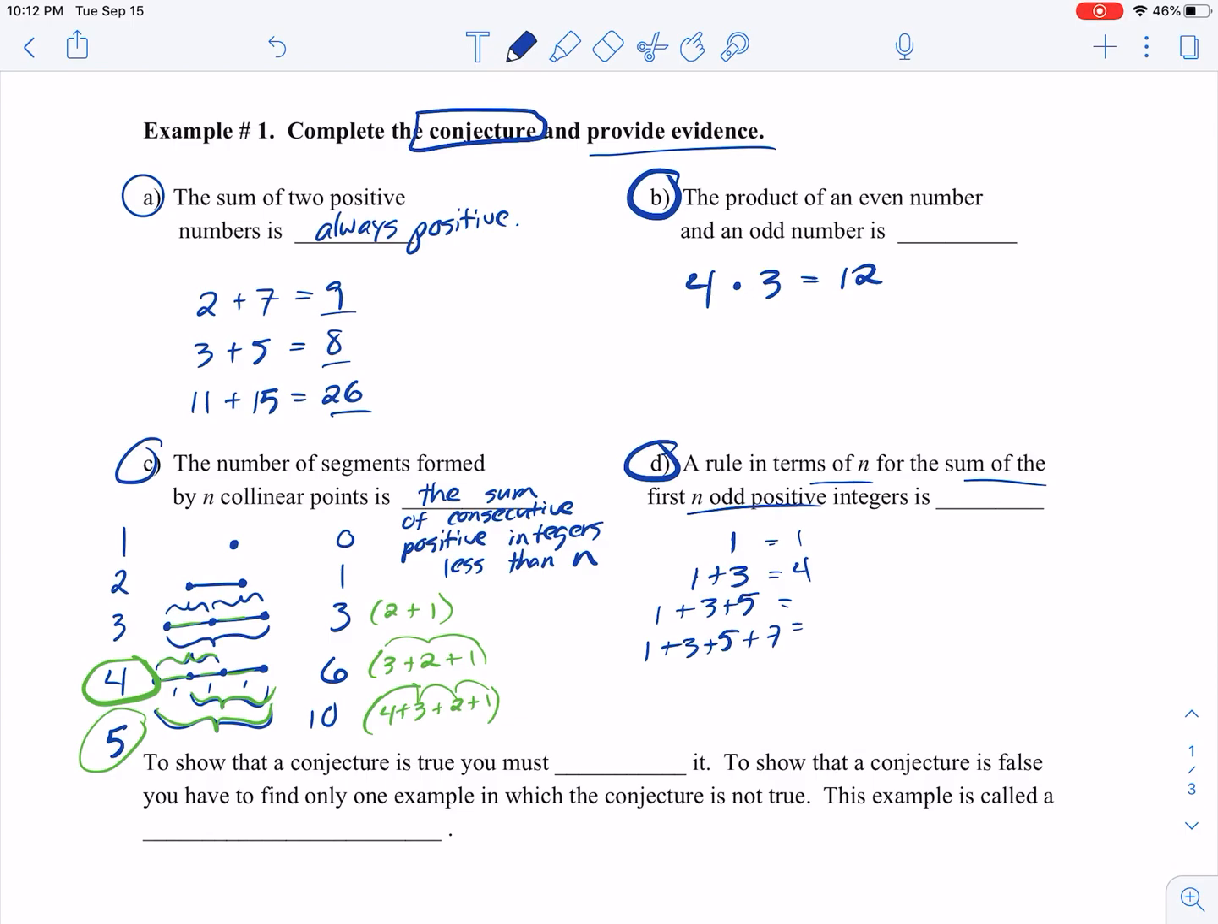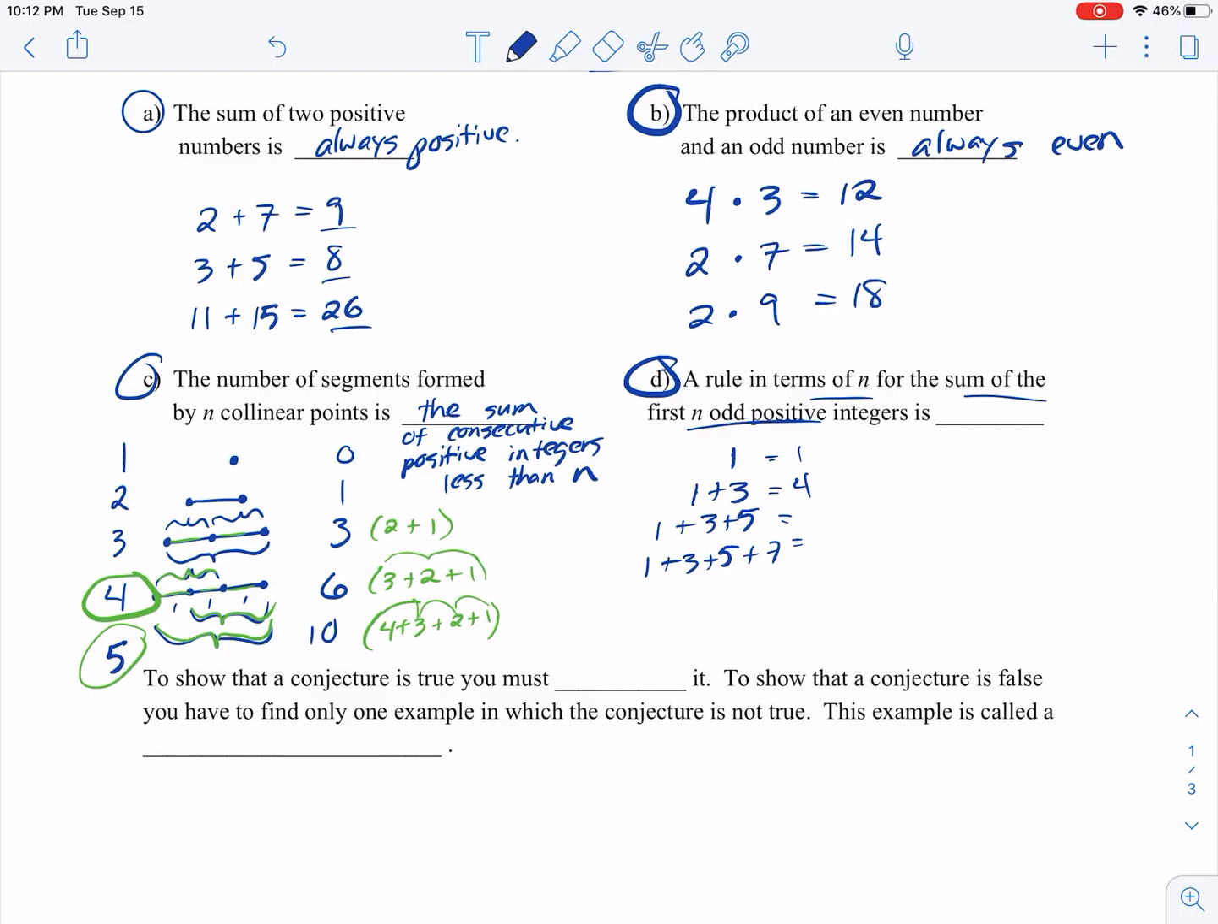Okay, for B, hopefully you notice that anytime you multiplied an even times an odd, you were always going to get an even number. It's always even, and you have plenty of evidence down here. Your evidence does not have to match mine.